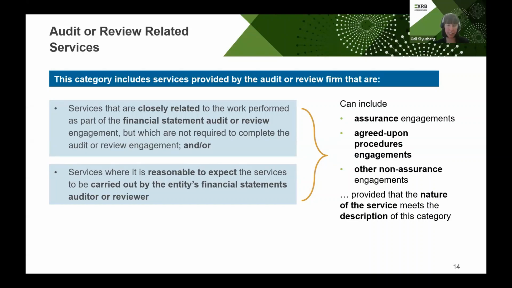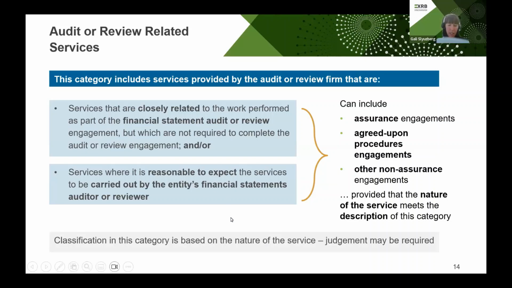So in other words, to be classified in this category, the services have to be closely related to the financial statements audit or review, and/or it must be reasonable to expect the financial statements auditor or reviewer to carry out the services. Because classification into this category is based on the nature of the service, in some cases judgment would be required. For example, when you're trying to decide whether an assurance engagement or an agreed upon procedure engagement should be classified as audit or review related services, or perhaps as other assurance services and other agreed upon procedures engagements, which is the category I'm going to talk about next.